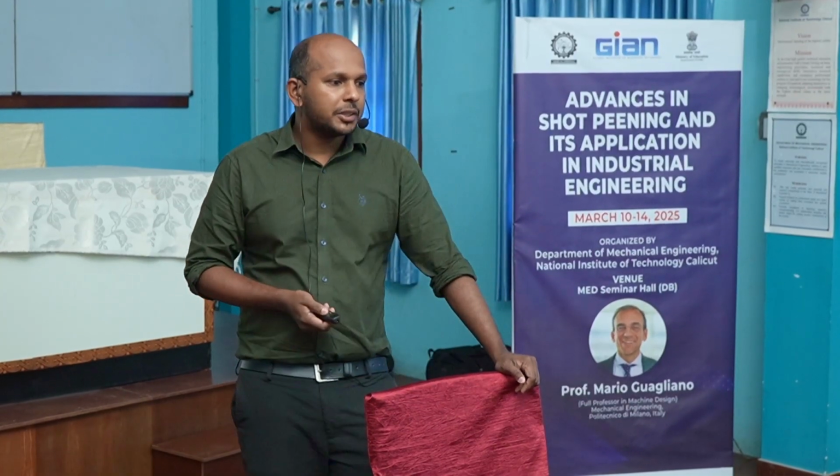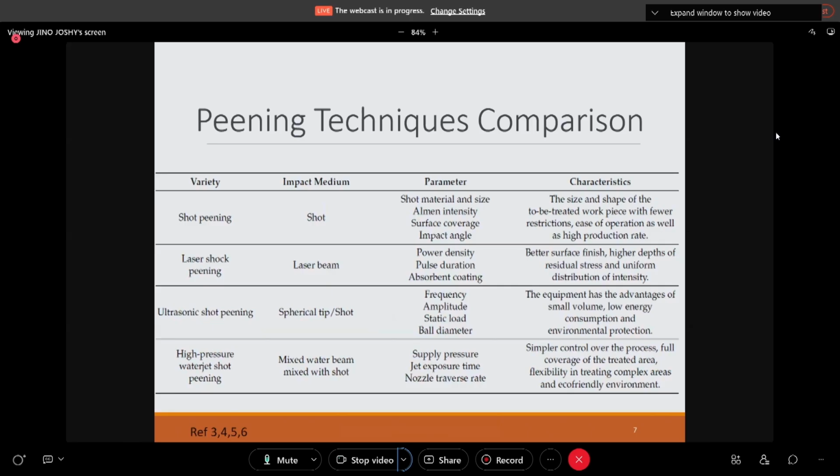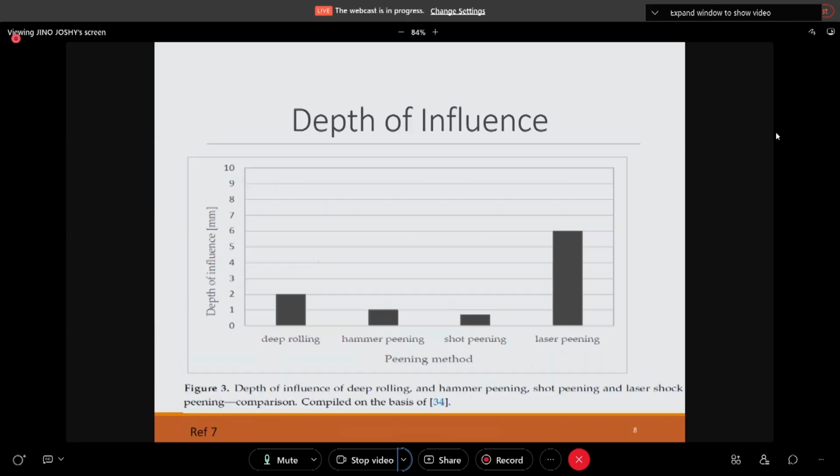These are the comparisons of different shot peening techniques. There is shot peening, laser shot peening, ultrasonic shot peening, and high pressure water jet shot peening. In high pressure water jet shot peening, what we do is force high pressure water towards the material, and the impinging of these water droplets enhances the properties. Seeing all these methods, we can say that the most effective method, or the method having the highest depth of influence, is laser shot peening. Okay, this laser shot peening has the highest influence in the depth profile. It goes deeper into the material and modifies the properties.